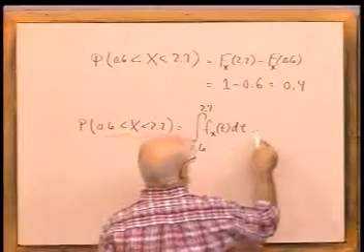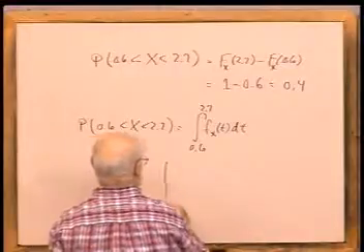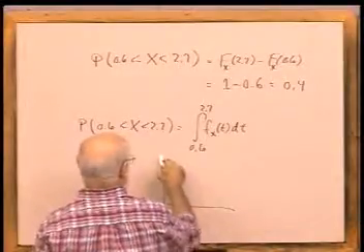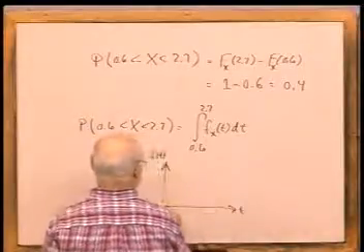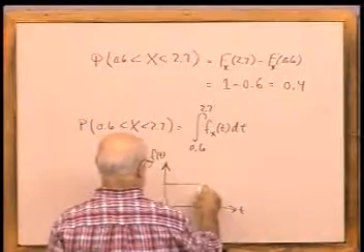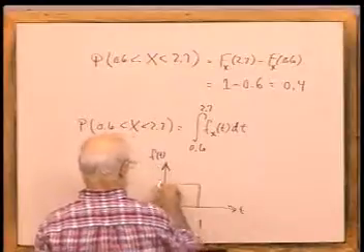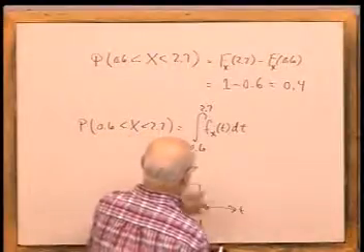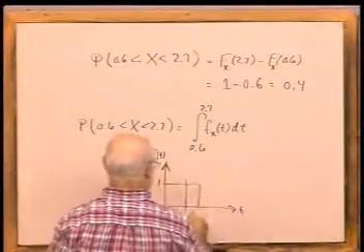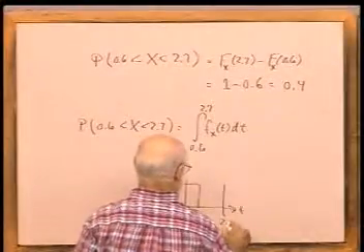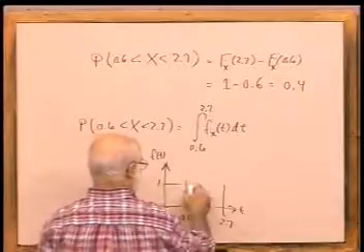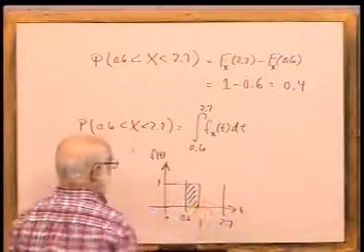I could have said, well, what is this? Here's my density function right here. So here is f of t, little f. Here's t. Here's the density function. It's this box. And I want to find the area under this curve between 0.6 and 2.7. So that's the area I want to find, which obviously is that amount right there.